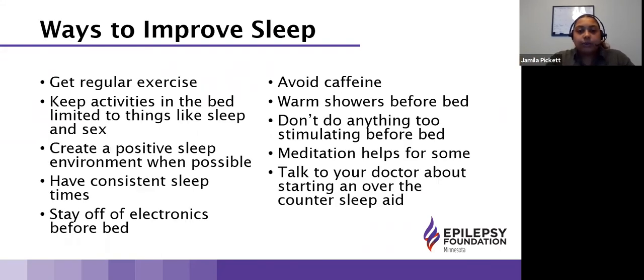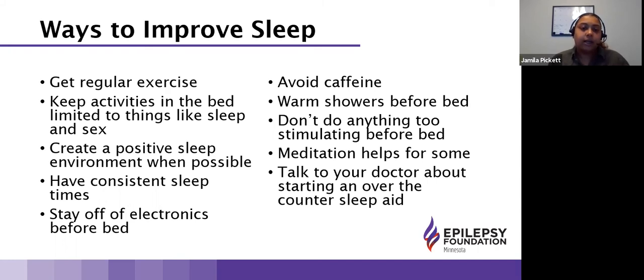So ways you can improve your sleep are things like getting regular exercise and just taking care of yourself altogether. You want to keep activities in the bed limited to things like sleep and sex. And the reason why is because we don't want to associate our bed with eating breakfast or watching TV. We want it to be a place that when I go there, I know it's for sleeping. And your body will make a response to this when you are in the bed. So if you are doing a lot of different activities, your body may not associate that area for sleeping specifically.